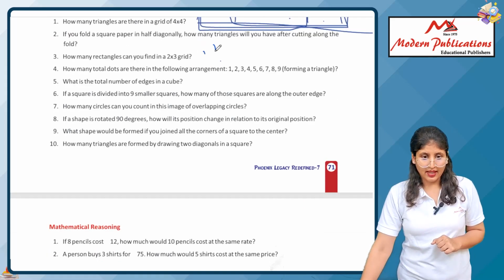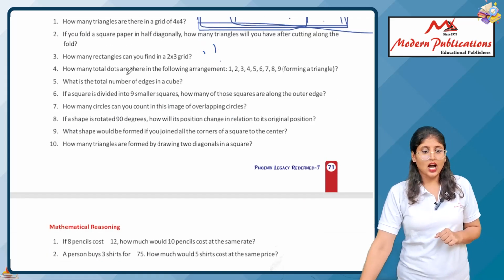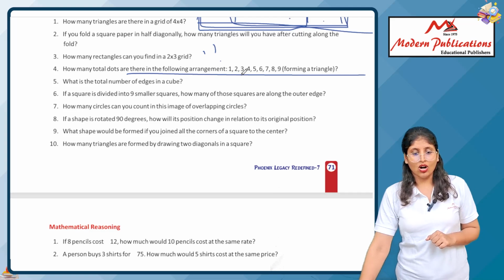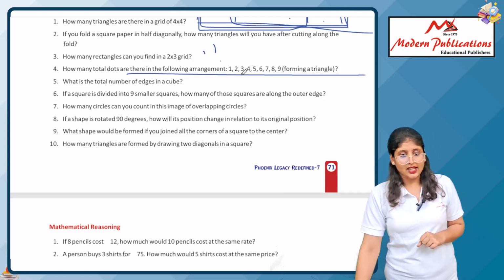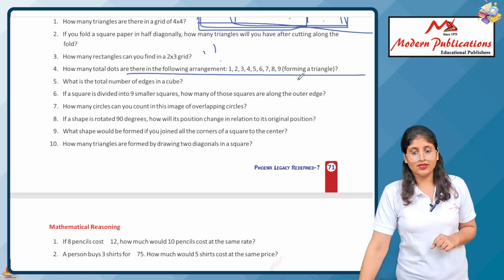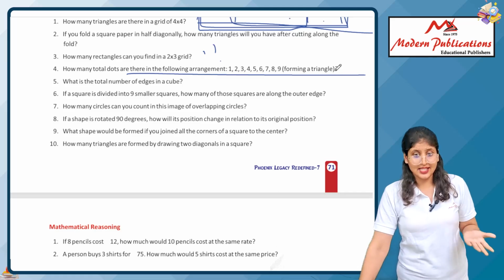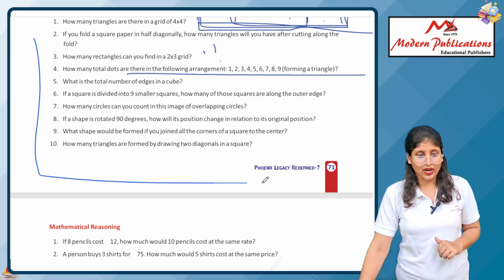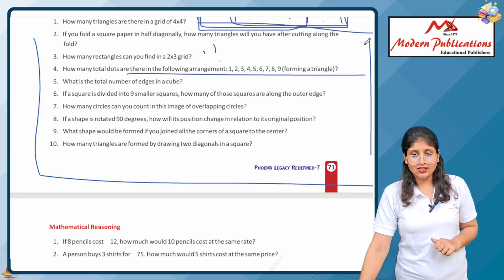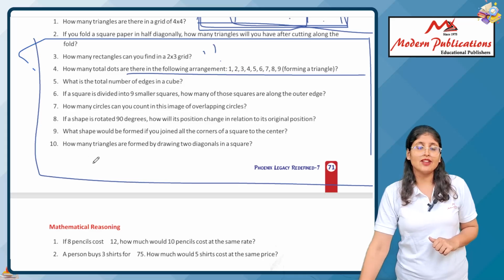Next, how many total dots are there in the following arrangement? 2, 3, 4, 5, 6, 7, 8, 9, forming a triangle. Just try these things, because they are related to paper cutting and folding, and find it yourself.